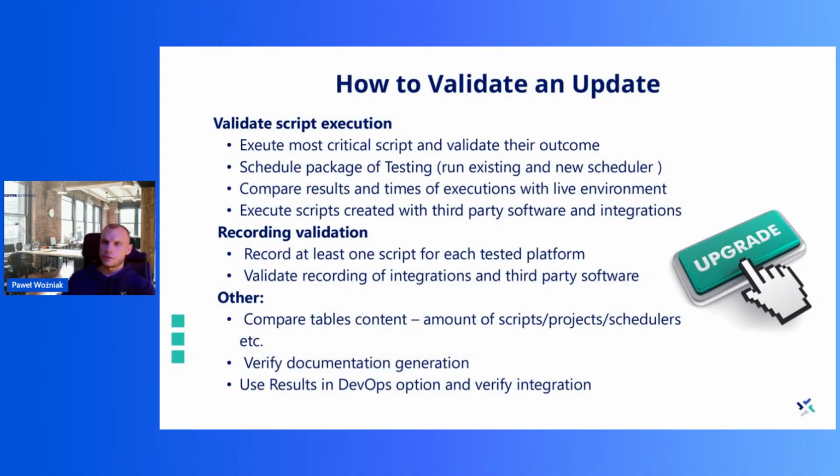Yeah, but from other things, there are some basic things that you should validate. If you have the same amount of scripts, projects, schedulers, of course, this is the IT world. Something may go wrong with the update, with the migrations to the database. So this is like a basic thing that you should validate. If you have all of your scripts, all of your projects, schedulers, because nothing should disappear during the update. So if something disappeared, something is not visible, not present, you should report that immediately to us.